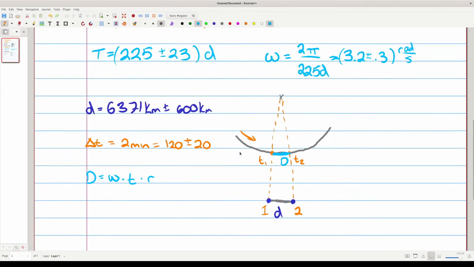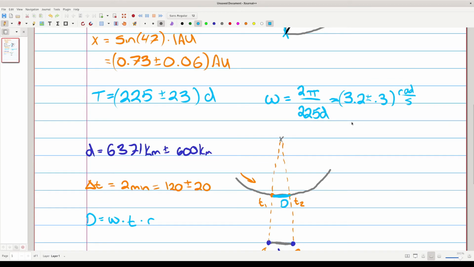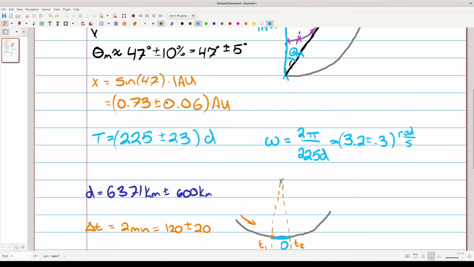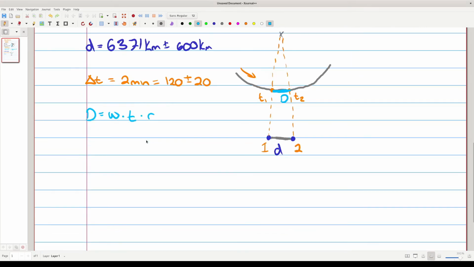So we have omega up here with some uncertainty, we have our time with some uncertainty, and we have our radius, which is this x value here. So we can go ahead and put those in. When I do this, feel free to check. I get 3.0 plus or minus 0.6 times 10 to the negative 5 AU.